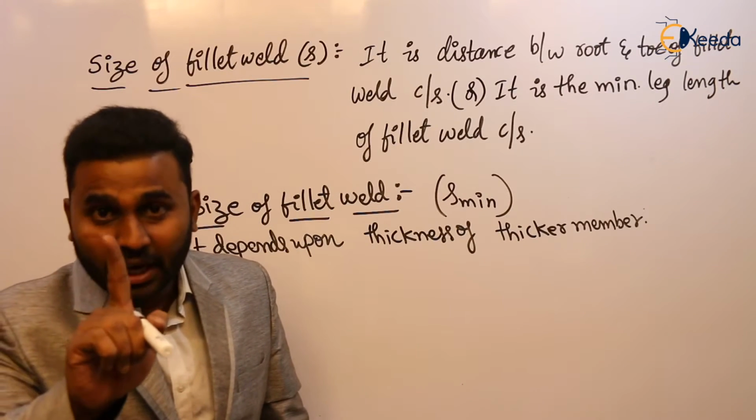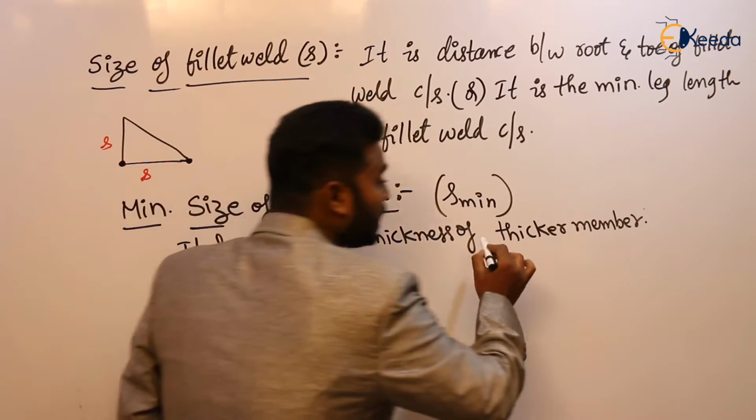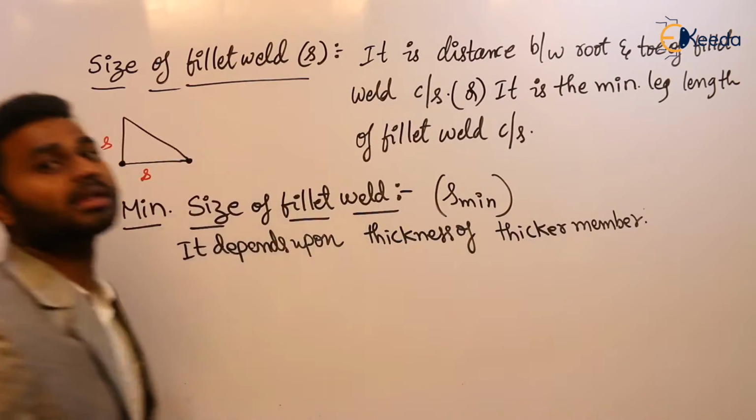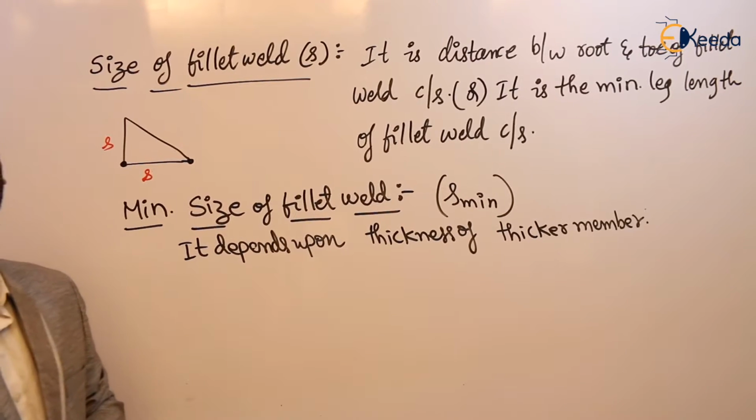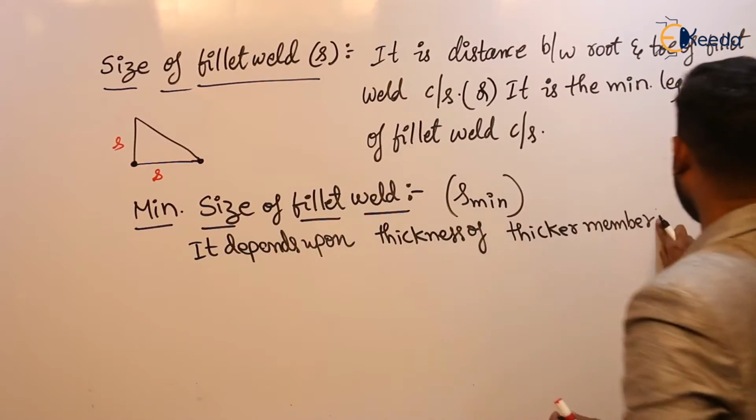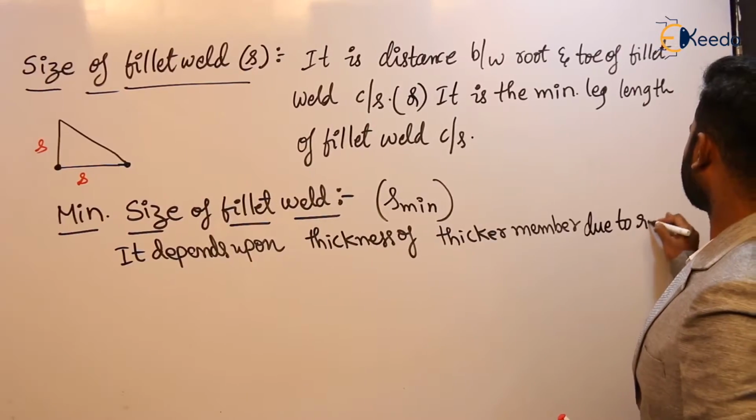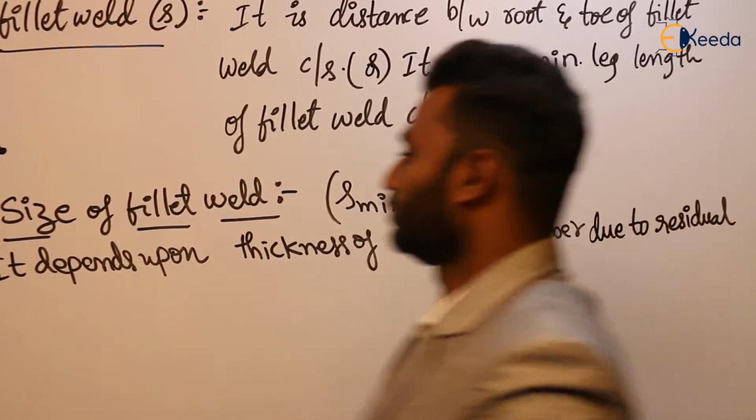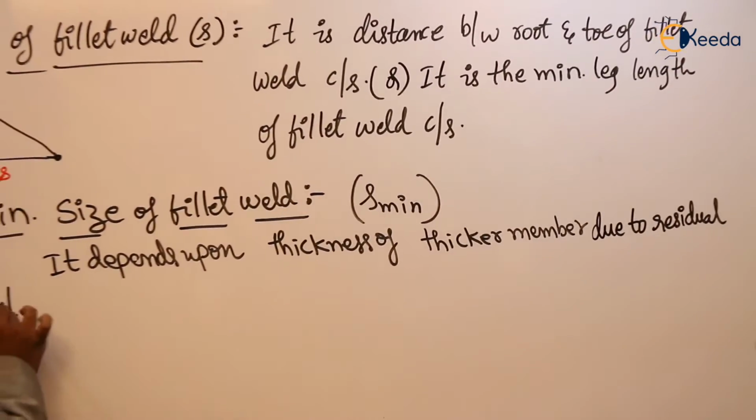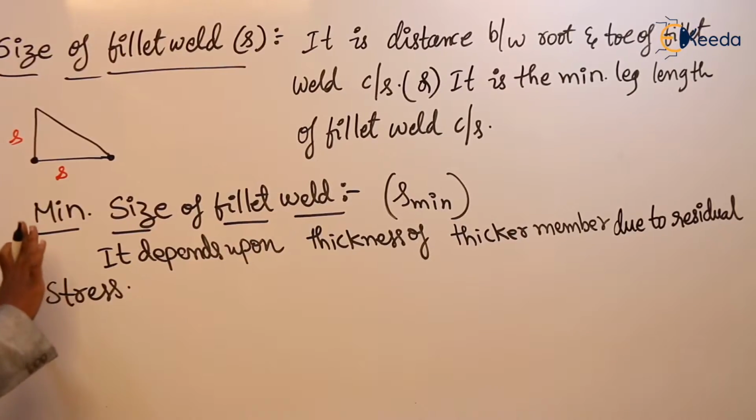So now to take care of those residual stresses, the minimum size of the fillet weld is decided based on the thickness of the thicker member, not the thinner member. That is the reason. It depends upon the thickness of the thicker member due to residual stresses. If you understand the welding process, then it is very easy to remember or understand. Okay, so this is about the minimum size.